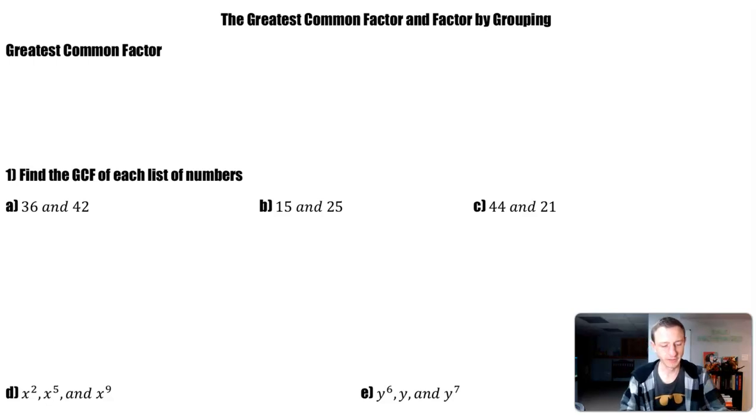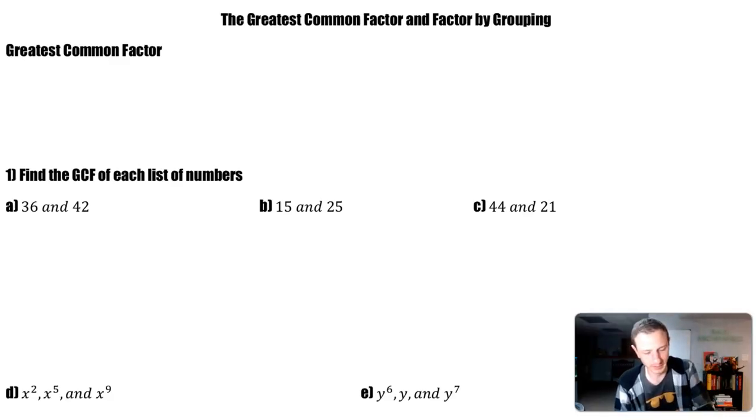Today we're going to take a look at the greatest common factor, and then there'll be a separate video for factor by grouping. But the greatest common factor is kind of a weird idea or concept to define. The greatest common factor is the largest number that goes into multiple numbers.